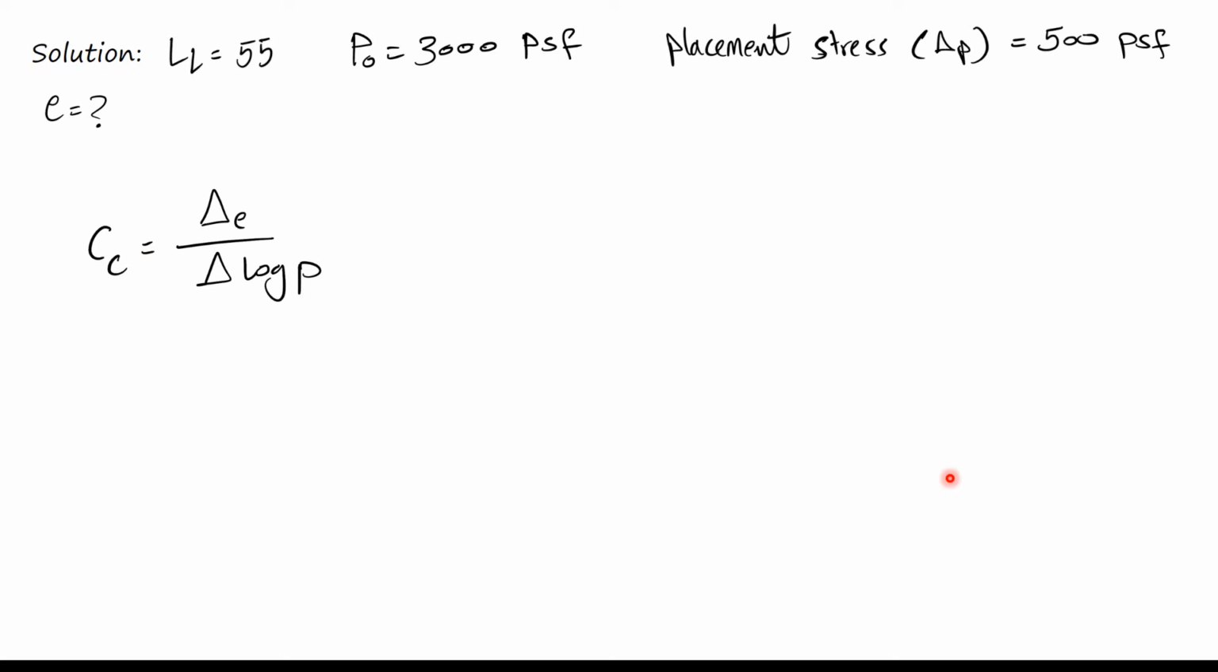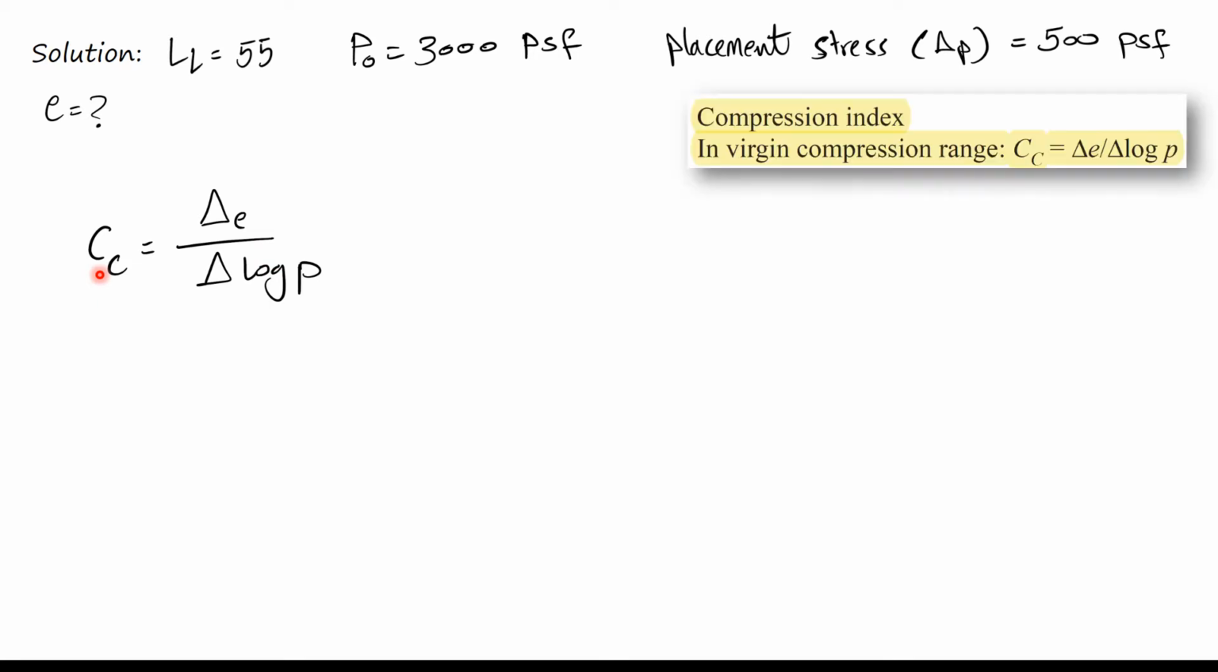So in order to find e, we have C sub C, which is the compression index. The compression index is basically the relationship between the change in void ratio and the change in the log of stresses. So delta e is what we're looking for. The change of stresses, we have the initial stress and the change in that stress, so we can find this part. C sub C, we still don't know how to find this one.